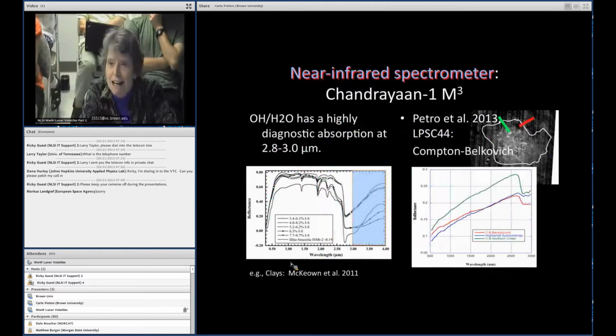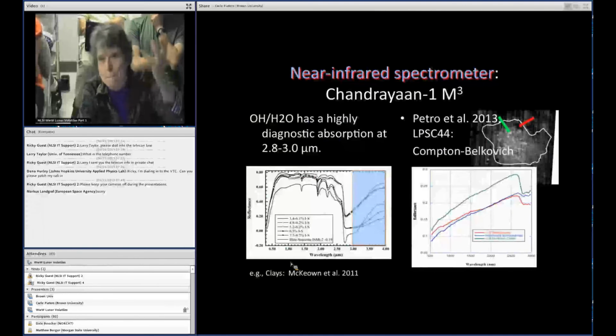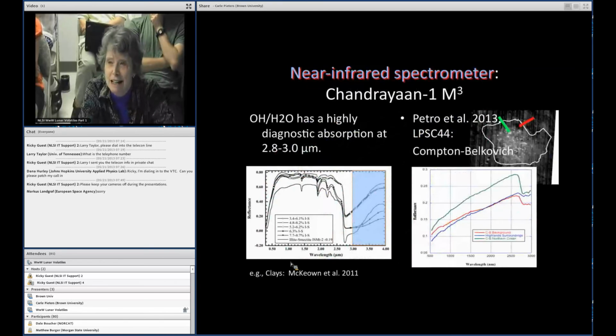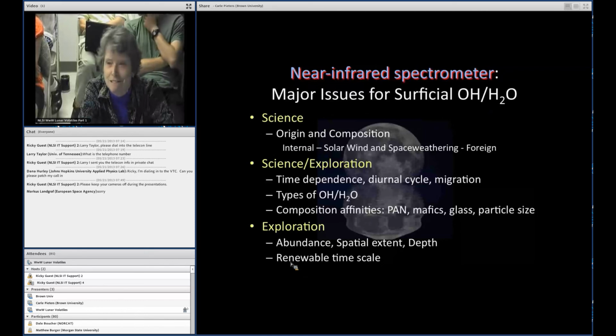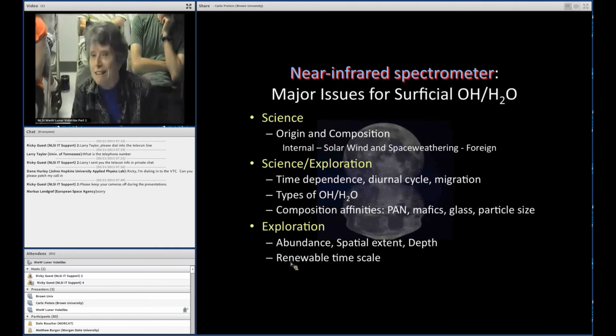Okay, I'll speed up. Okay, moving on, another one that I love is work by Noah Petro on the Compton-Belkovich, which is one of the beacons of thorium anomalies on the far side. And even if you're not a spectroscopist, you can see those beautiful water bands there. They're really gorgeous.